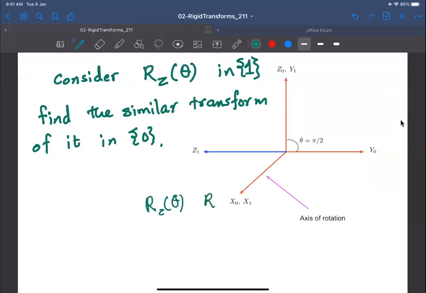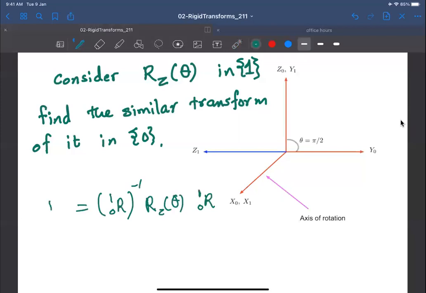And the preceding superscript of this matrix should be the frame in which RZ is defined, which is frame one, okay? So we have frame one here, and the bottom one should be the target frame, which is zero. We would like to find the similar transform in frame zero. And the other one is going to be this matrix's inverse. So this is going to be my matrix in zero.